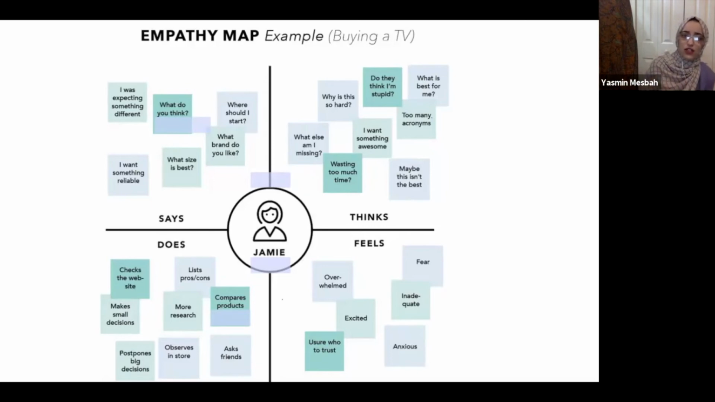And then she was also feeling overwhelmed, right? She said that she was feeling overwhelmed. She's excited about getting a new TV, but she's a little overwhelmed by how many options there are. She's not sure who to trust because she's worried about the salespeople trying to rob her. And then she said that one of the things that she does is ask her friends. So that is important, right?